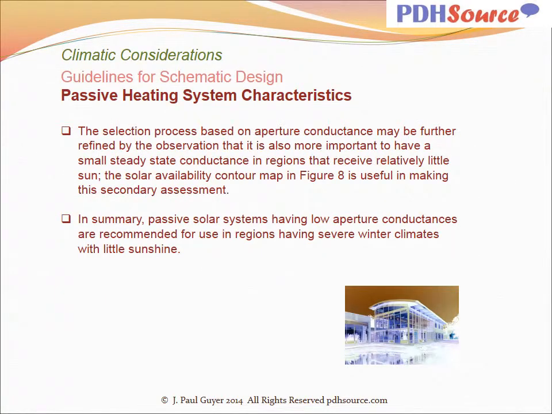The selection process based on aperture conductance may be further refined by the observation that it is also more important to have a small steady-state conductance in regions that receive relatively little sun. The solar availability contour map in Figure 8 is useful in making this secondary assessment. In summary, passive solar systems having low aperture conductances are recommended for use in regions having severe winter climates with little sunshine.